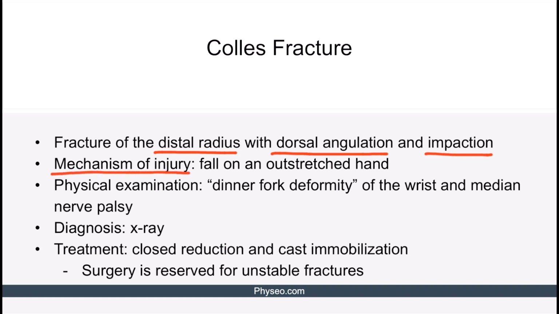The classic mechanism of injury is a fall on an outstretched hand. Physical examination will reveal a dinner fork deformity of the wrist, which refers to the dinner fork-like appearance of the wrist when viewed from the side. We'll show an image of this on the next slide.